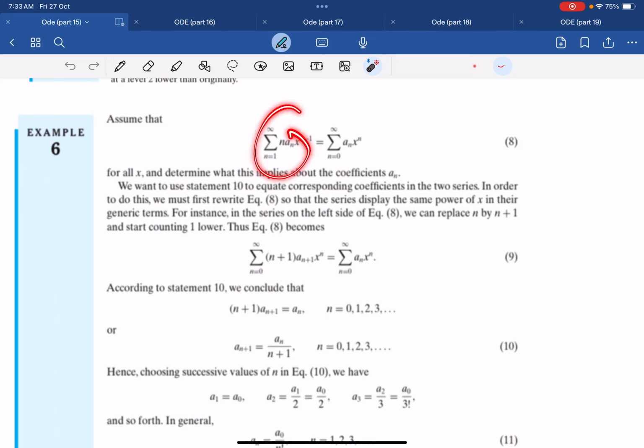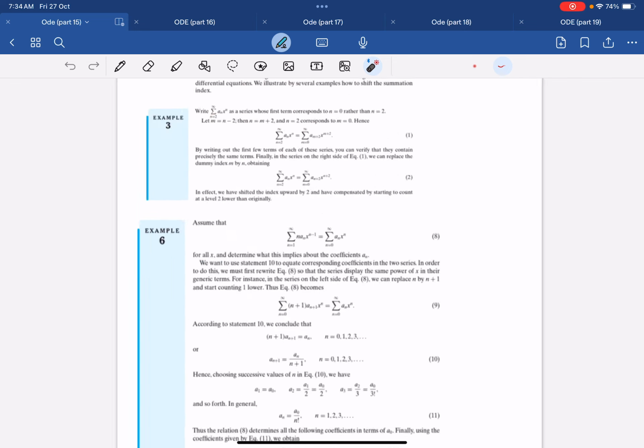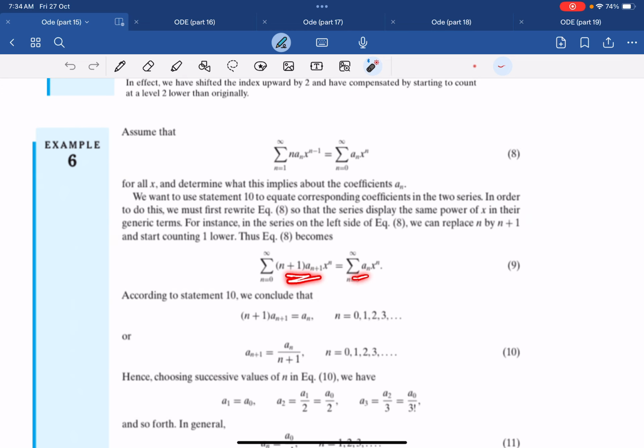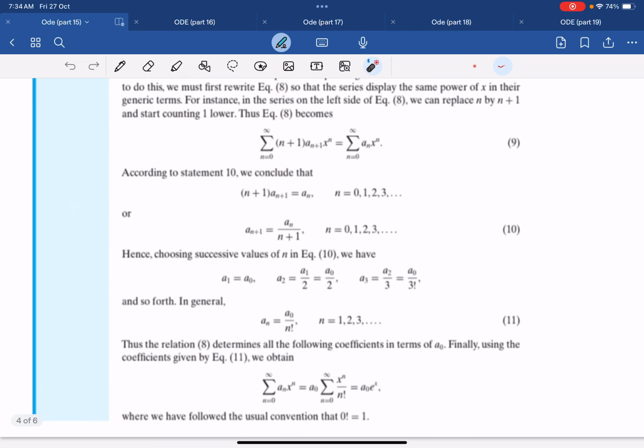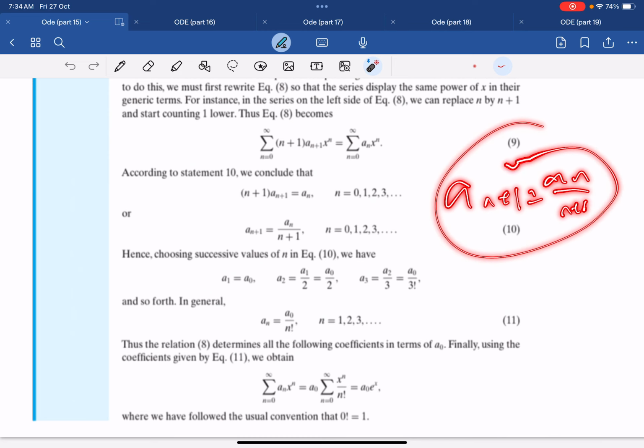Hence, this side expands into this, which will equal the right-hand side. And now since each power equals each other, each x, so x^0, x^1, then x^2, by the property earlier, this coefficient must equate. And with that, we know that a_(n+1) equals a_n over (n+1). And this is a recurrence formula that we will be able to solve.